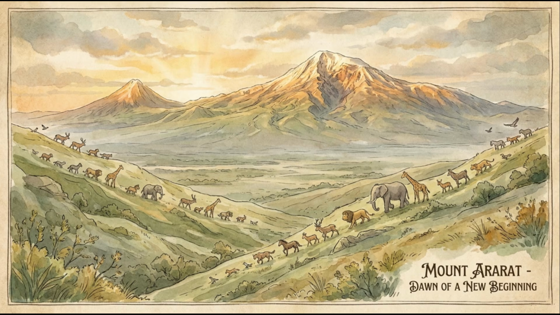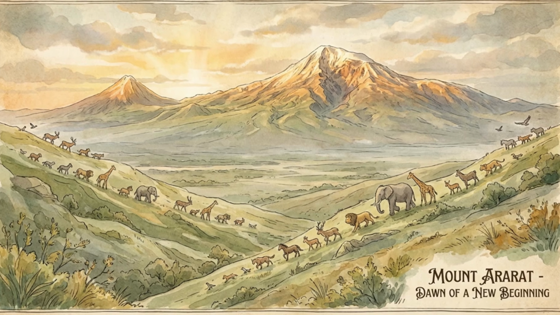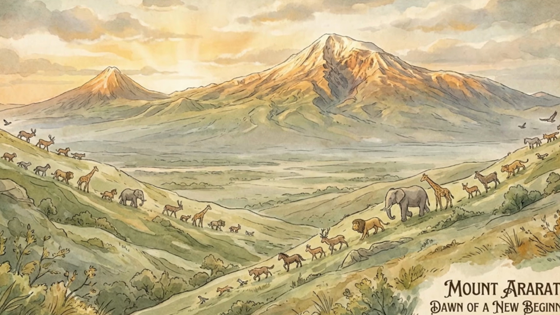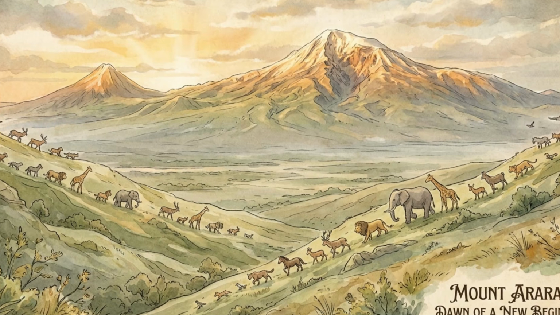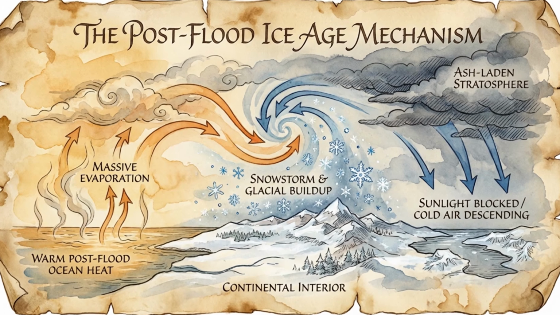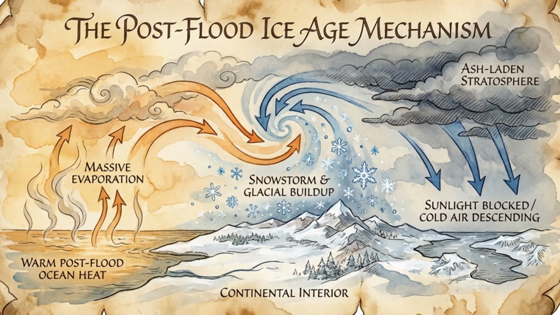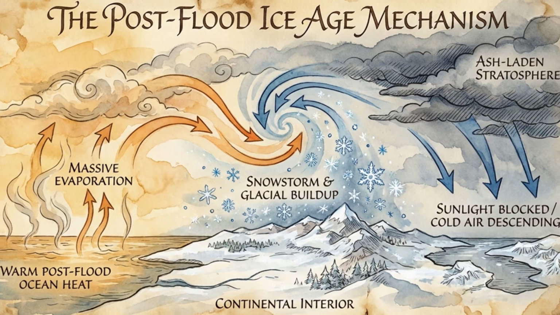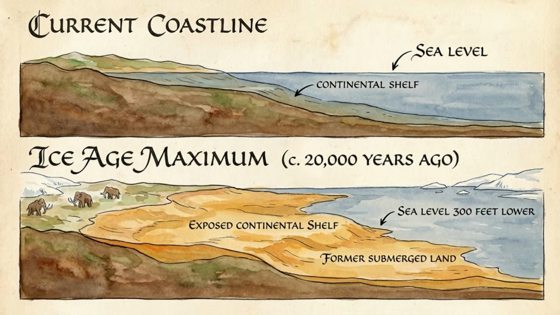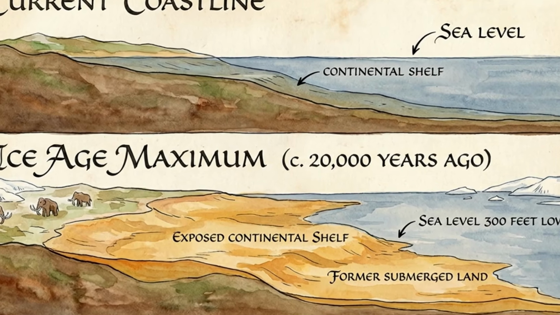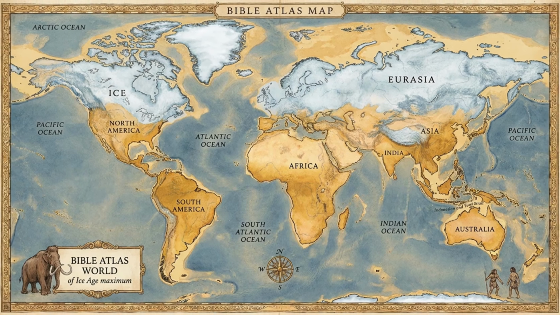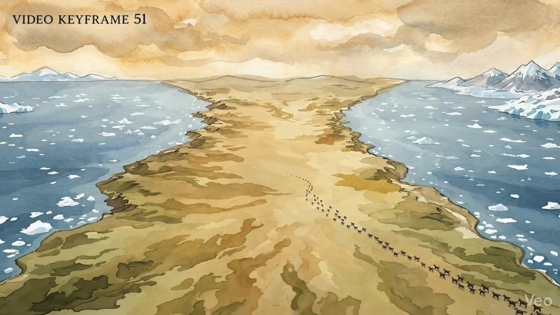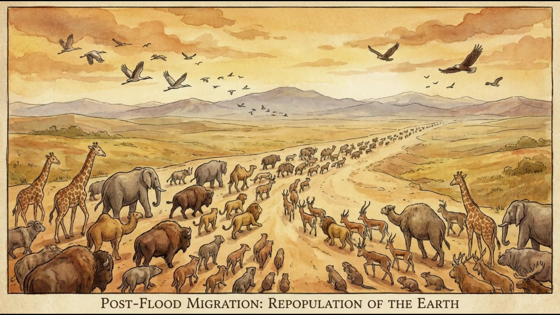After the flood, as the surviving kinds descended from Ararat and began to multiply, two extraordinary mechanisms opened the world to them. First, the post-flood ice age. As creation meteorologists have modeled, the warm post-flood oceans and ash-laden sky created the thermodynamic conditions for a rapid, single ice age lasting approximately 700 years. This ice age locked enormous volumes of water in polar ice sheets, dropping global sea levels by more than 300 feet. Continental shelves that are now submerged became dry land. Intercontinental land bridges appeared, wide enough for entire migrating populations to cross on foot over multiple generations.